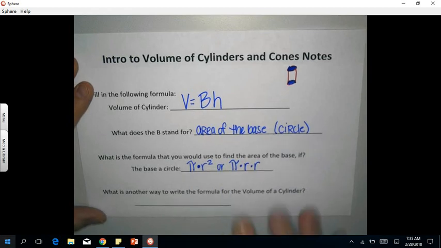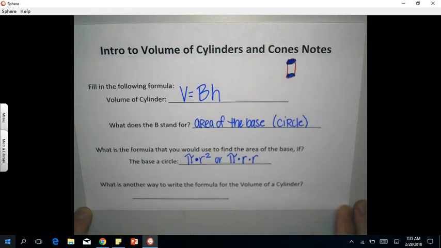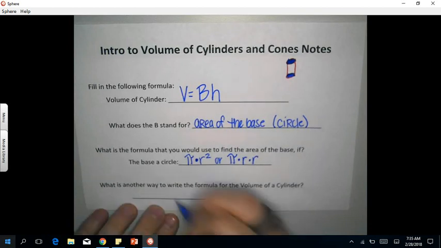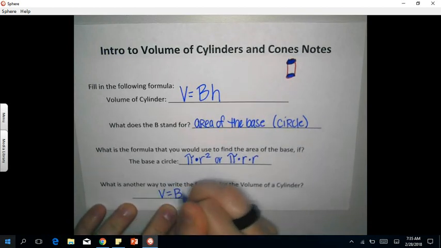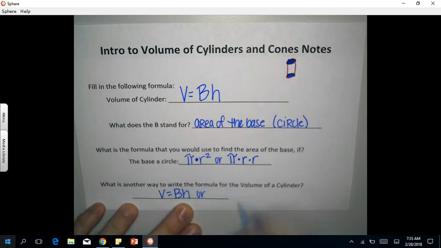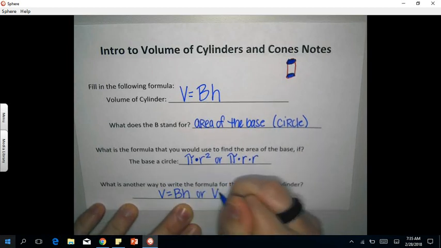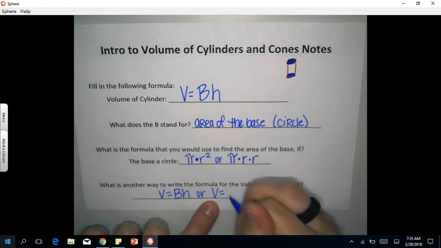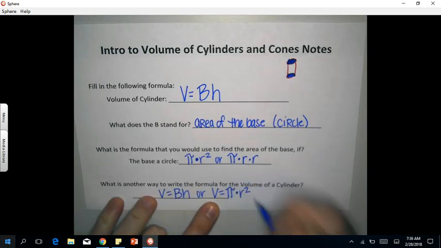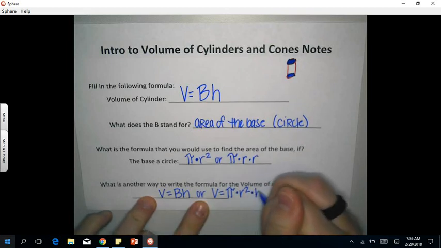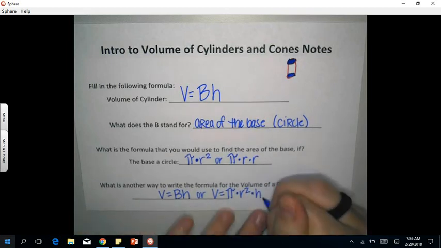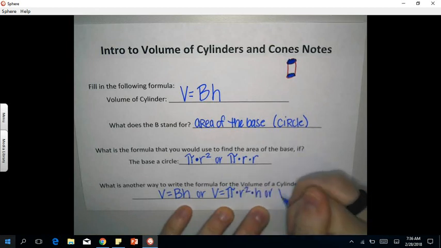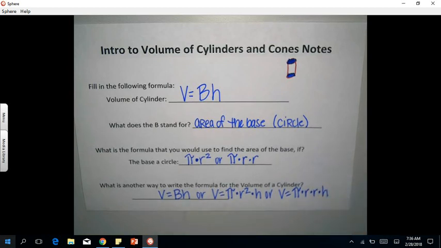So what I can do is rewrite the formula for the volume of a cylinder. Instead of volume equals capital B H, I can substitute in for that capital B the formula for the area of a circle. So I can use this one, pi times my radius squared, that's the capital B, times H. Or, if you like this one better, you could say volume is equal to pi times your radius times your radius times your height. So any of those are going to work to help you find the volume of a cylinder.